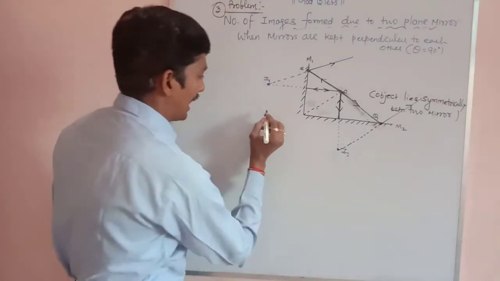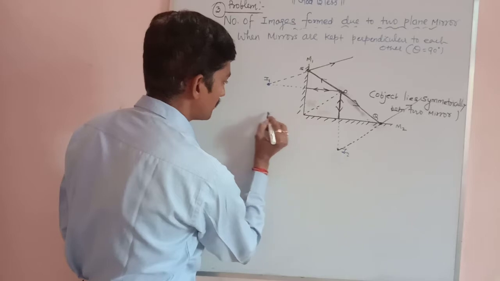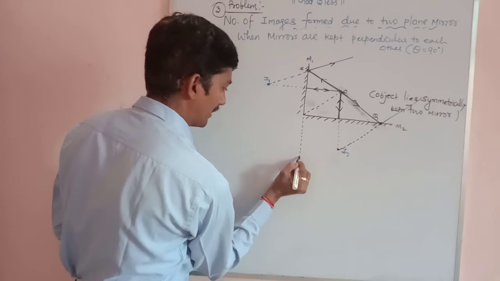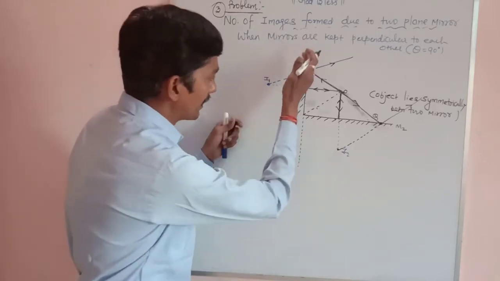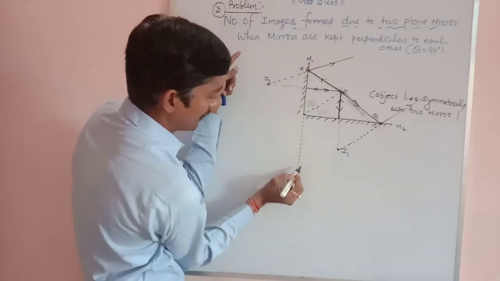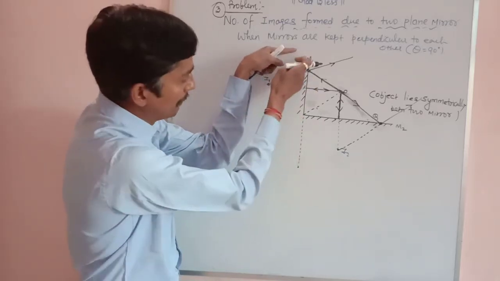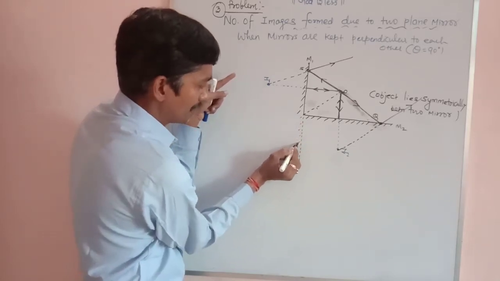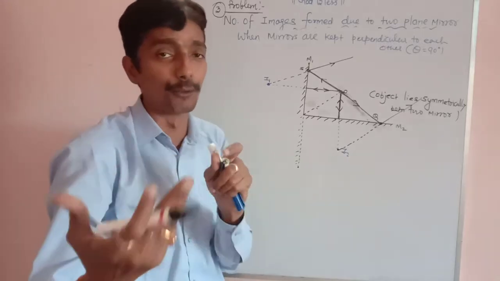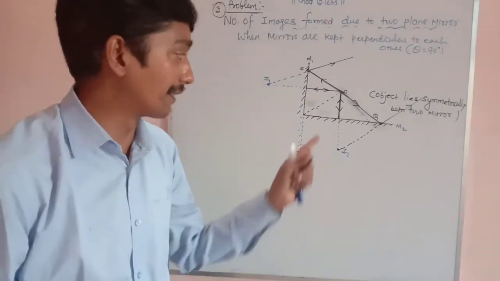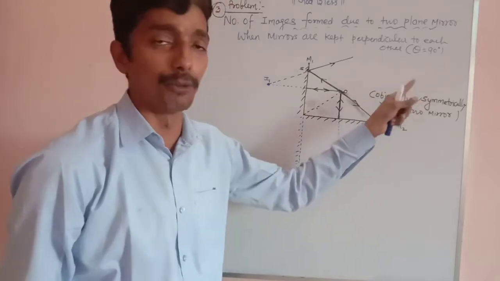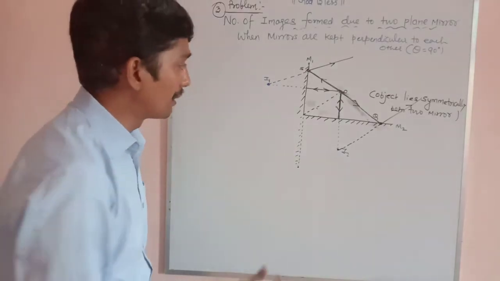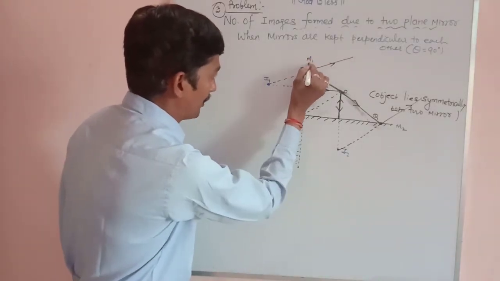For example, if I extend this mirror M1 like this, try to understand. Don't you think now mirror M1 is from here to here? You can see in the diagram, I have extended the mirror. In imagination, I am giving you one of the better rules to get the answer, and then I will show you by the ray diagram also, don't worry. Don't you think the mirror M1 is from this point to this point?